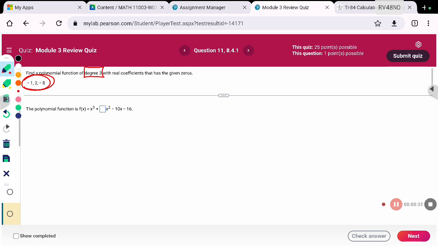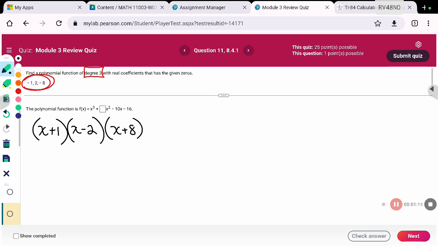So the first thing I am going to do is turn those zeros into the factors that they came from. So the -1 is the first zero that I'm talking about. If -1 is a zero, it came from the factor of x plus 1. The +2 zero came from x minus 2, and the -8 zero came from x plus 8.